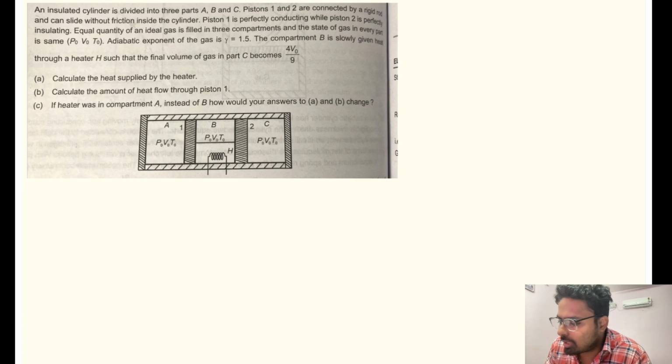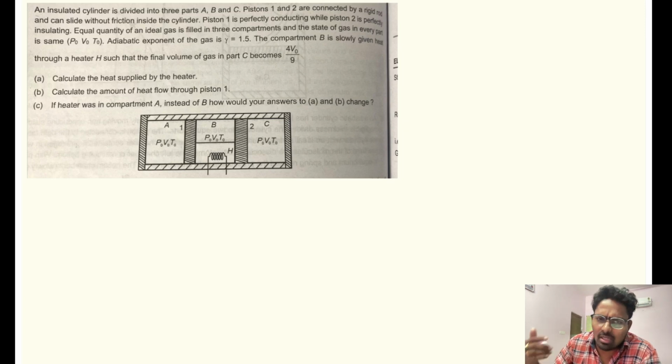Here they are telling us about an insulated cylinder, a cylindrical vessel, which is completely insulated. That means no heat can be given to the surroundings, and vice versa, it cannot take any heat from the surroundings as well. I am underlining all the key points over here. There will be many key points. The first one is that it's an insulated cylinder.